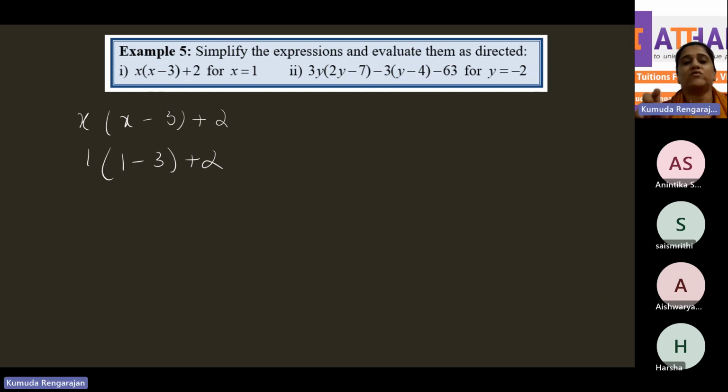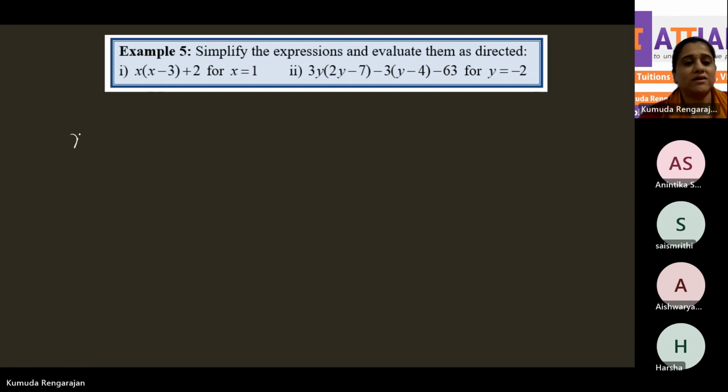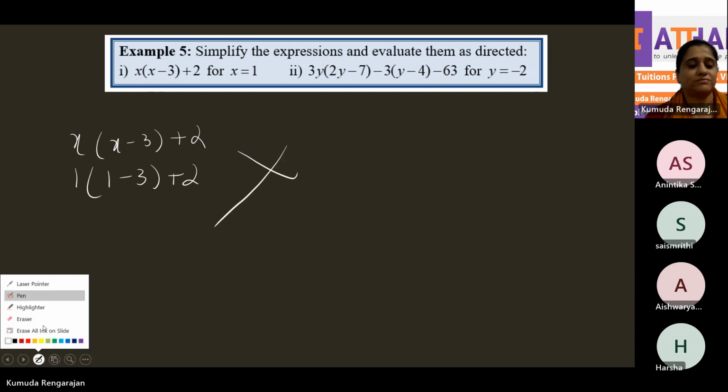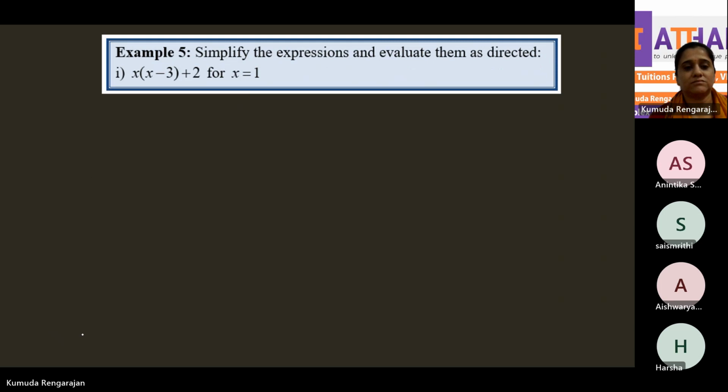There are two things we'll have to do. First, simplify and then evaluate. Don't evaluate in the first place. Don't find the value like this. Don't put 1 everywhere. This is wrong. Okay. Are we ready? So simplify.